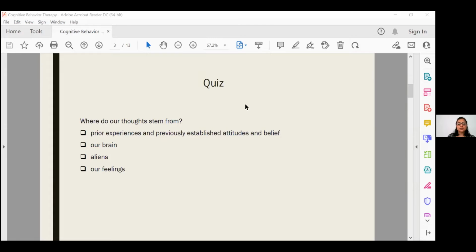Where do our thoughts stem from? Prior experiences and previously established attitudes and beliefs, our brain, aliens, or our feelings? Okay, cool. One. Absolutely. Anybody has any aliens getting thoughts to them? I really like this aliens one. This is my kid's suggestion. Mommy, write aliens.